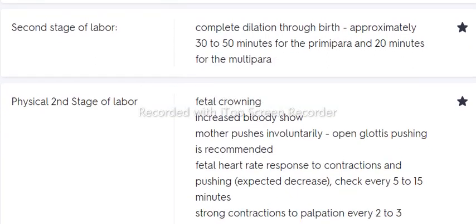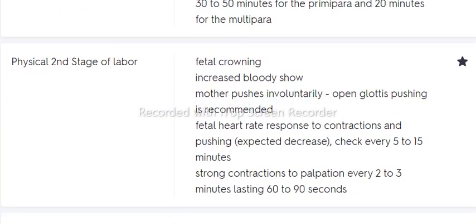Physical second stage of labor. Fetal crowning, increased bloody show, mother pushes involuntarily, open glottis, pushing is recommended. Fetal heart rate response to contractions and pushing, check every 5 to 15 minutes. Strong contractions to palpation every 2 to 3 minutes, lasting 60 to 90 seconds.